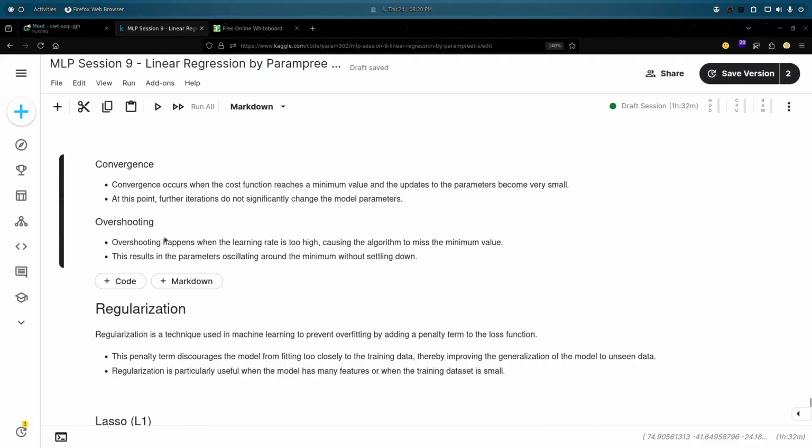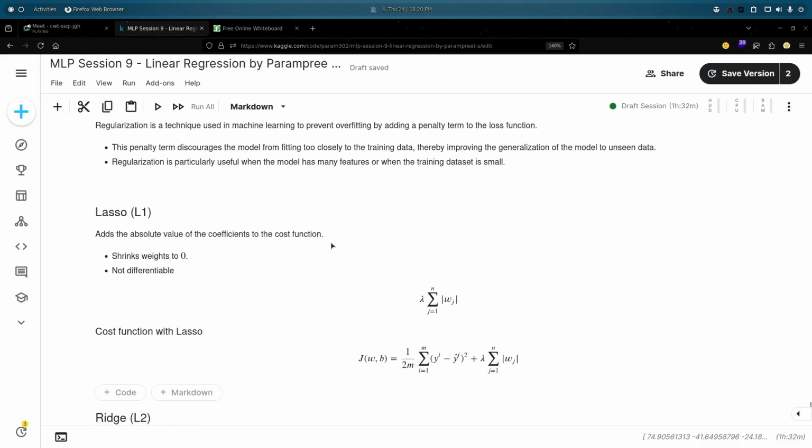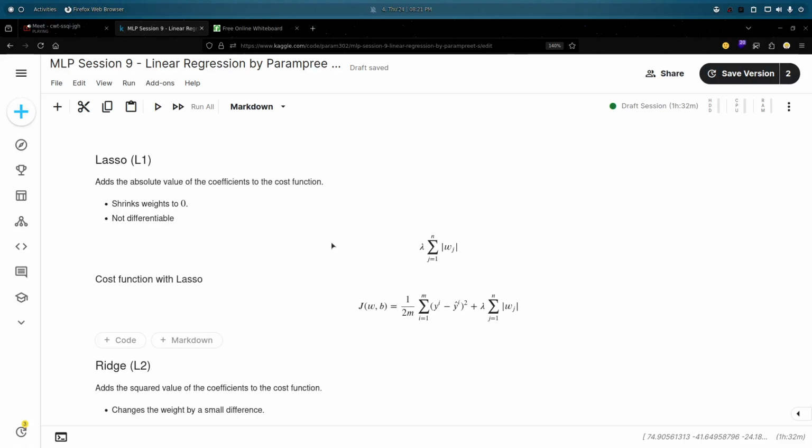And the convergence and overshooting which I told you, the points I have written here. And then there comes the regularization. This is just a 10 minutes part, okay. What regularization does is it basically minimizes the weights, okay. There are two types of regularizations. One is lasso, which we call L1.